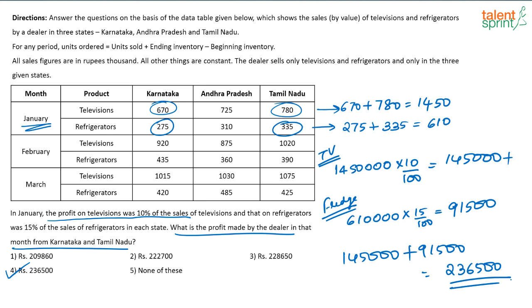Is it clear? Sony, is it clear? I think we have found the sum only. I didn't understand what you are saying. Yes. So Murali has also given the answer as 236500. Good. So let's move on to the next question.